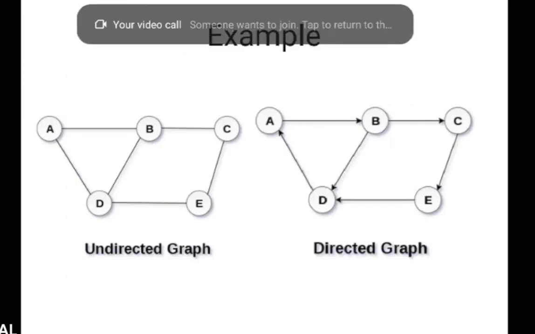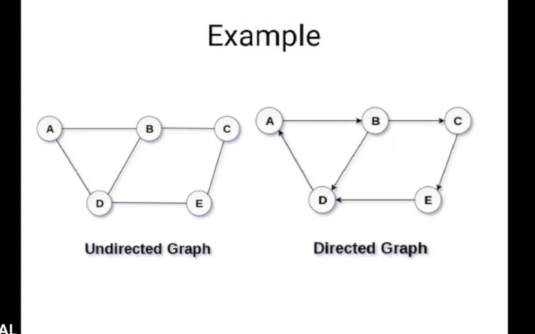Is there a closed path? Yes, ma'am. A to B, B to D, and D to A. Right. So we call it a closed path. Even I think A to B, B to C, C to E, E to D, and D to A. This is also a closed path.